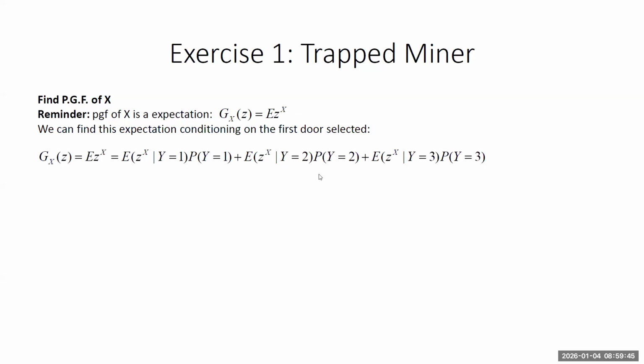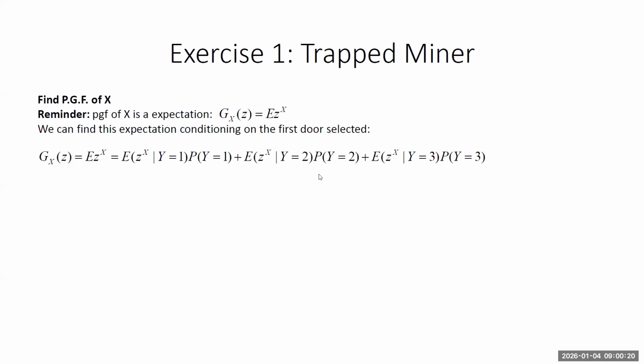The approach is the same. The generating function of x at point z equals the expectation of z to the power x. And again, we use the formula of conditional expectation, in a similar way. It equals the expected value of z to the power x given y equals 1 times the probability that y equals 1, which is 1 over 3, plus the expected value of z to the power x given y equals 2 times the probability that y equals 2, and we continue the same way. The idea is the same one.